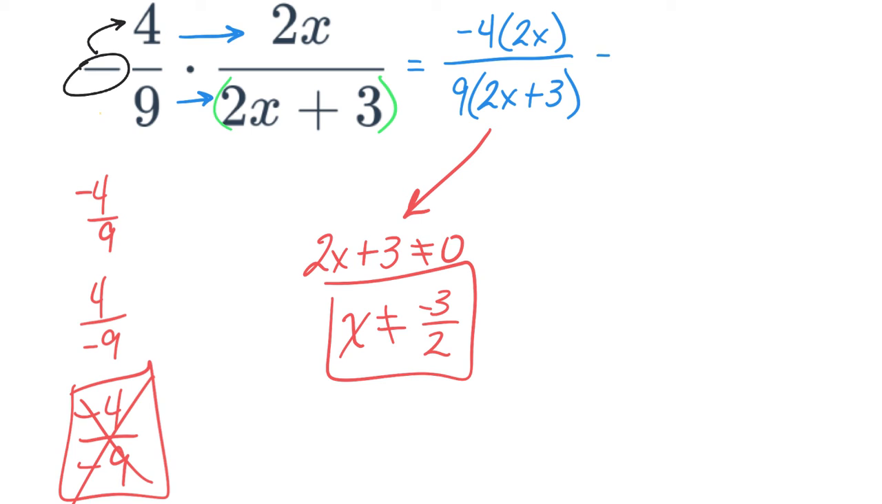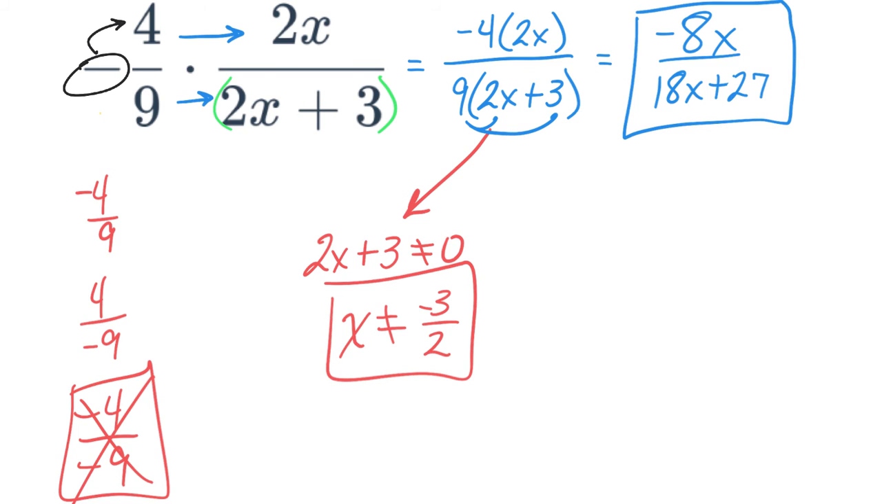Now we multiply. -4 times 2 is -8x, and then we will distribute the 9 into our parentheses. And this is the simplest form. -8x over 18x plus 27.